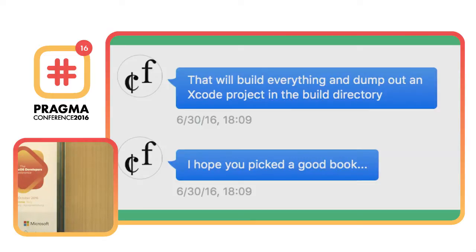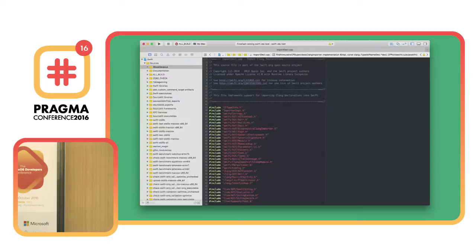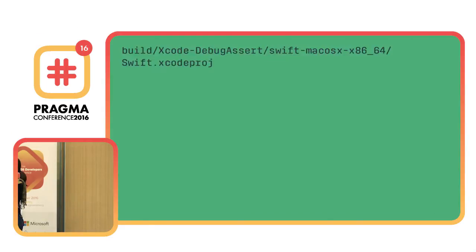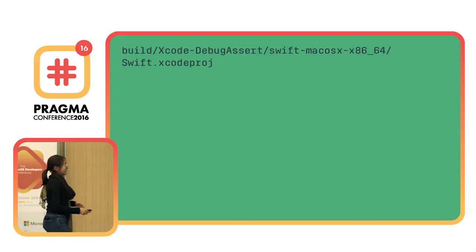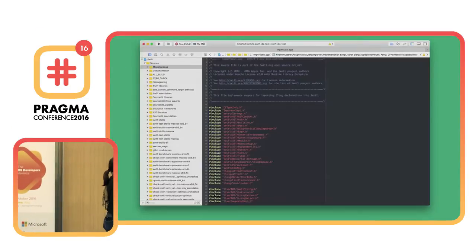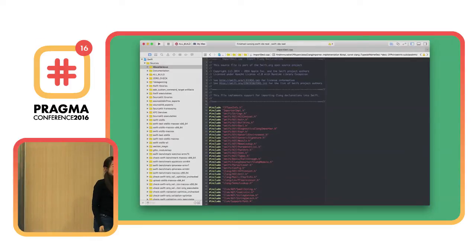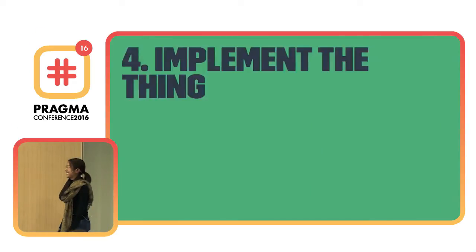So you end up with a Swift Xcode project in that directory. It looks something like this. Now things are getting real. I'm sitting at my computer, I have Xcode open, and I have the entire Swift source code in Xcode. And now it's time to implement the thing. Oh my god. Things are real now.